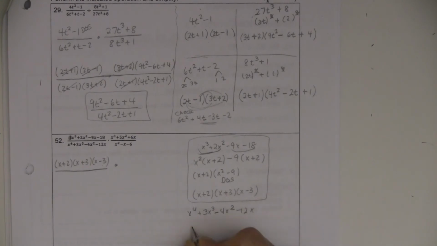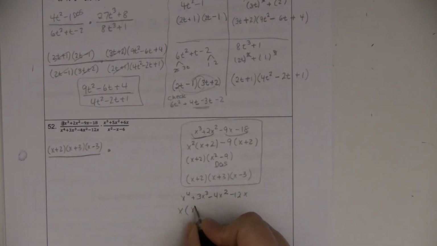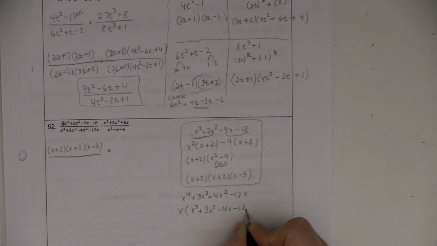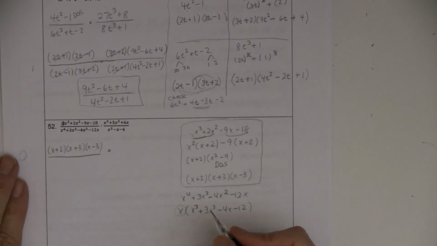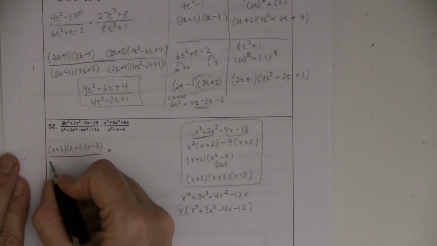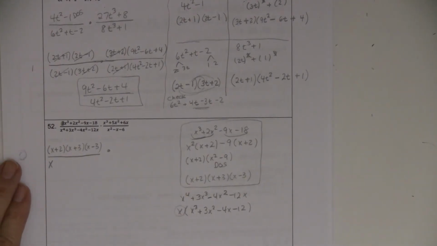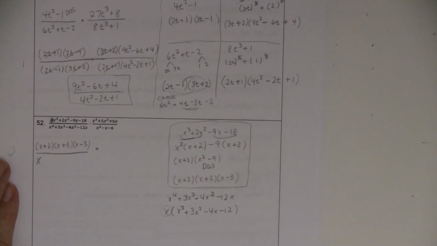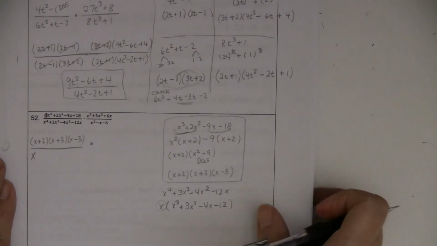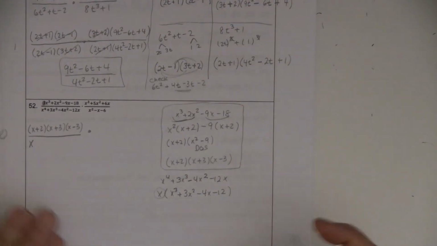Greatest common factor of x. So I'm going to pull it out to the front. So that's x to the third plus 3x squared minus 4x minus 12. And that x is a monomial, and I'm done with it. And so I'm factoring this denominator, and I'm going to put that x over there so I don't lose it. And I'm going to factor this 4-term thing.